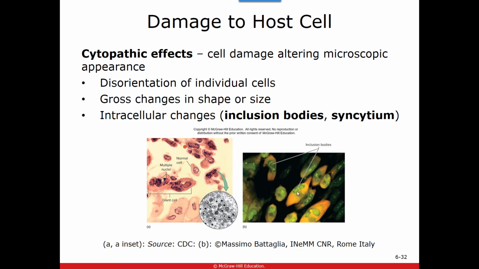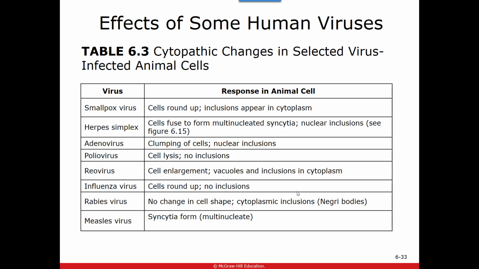Now, this is looking at some of the changes that can happen inside of our cells. This is lots of different viruses that cause differences to cells. Some cells lyse, some clump, some form those large multinucleated syncytia, some become a little more round. So there are differences or changes that can happen inside of our cells.